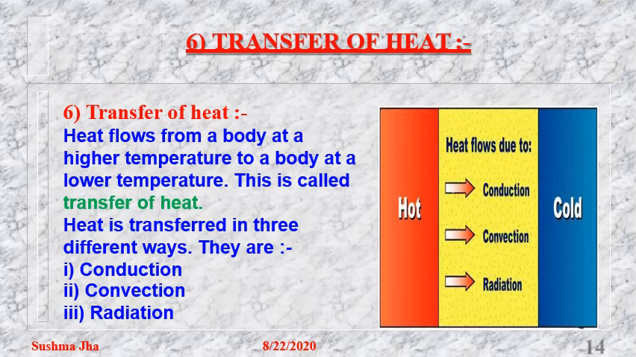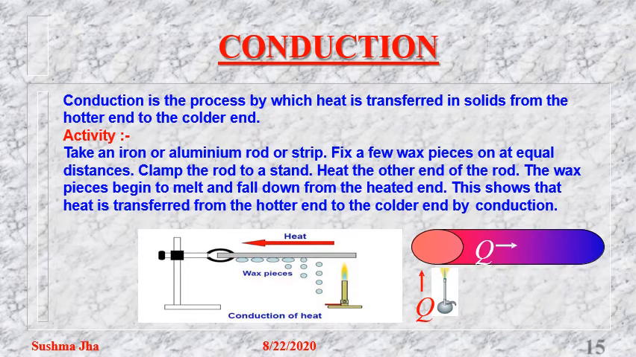Transfer of heat. Transfer of heat takes place from the body at a higher temperature to the body at the lower temperature, and this is known as transfer of heat. By three methods heat can be transferred. First is conduction, second convection, third radiation. Now first is conduction. So go through the picture also very nicely.